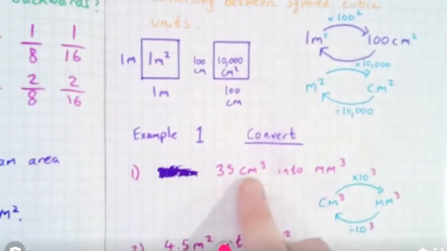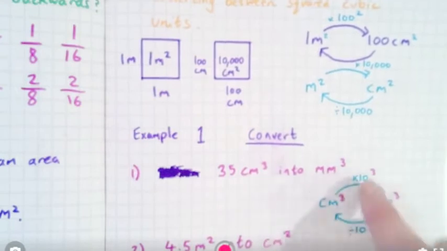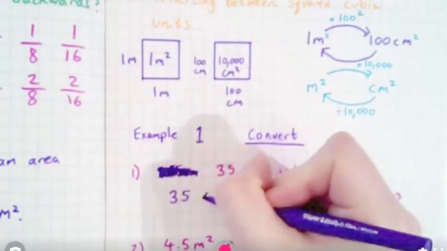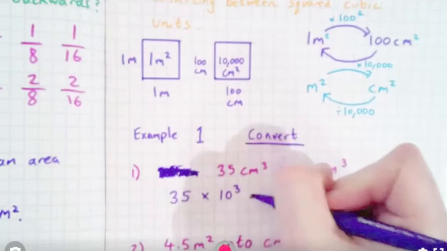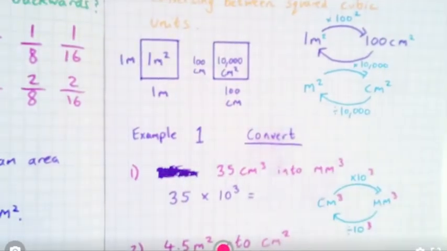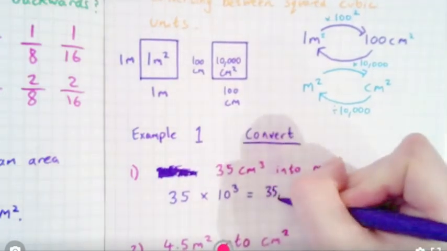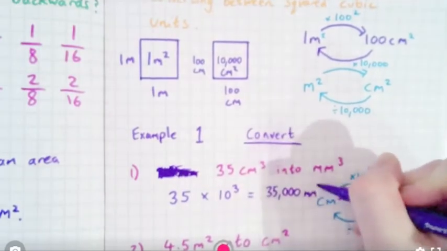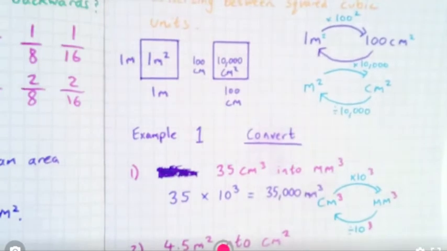Okay, so I'm going from centimeters to millimeters. So that means I'm going to multiply by 10 cubed. So all I need to do is 35 multiplied by 10 cubed. Okay, hold on, I need to calculate. 35 multiplied by 10 to the power 3, and that gives us 35,000. That'll be 35,000 millimeters cubed.